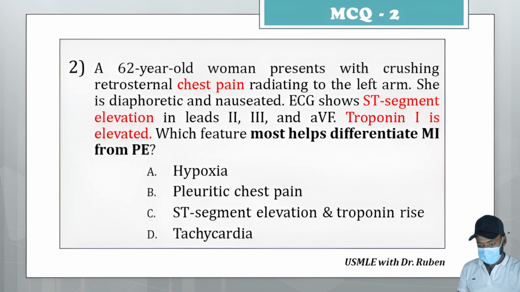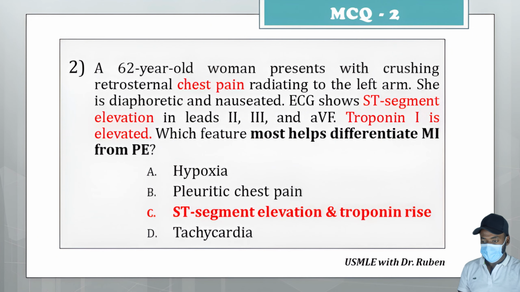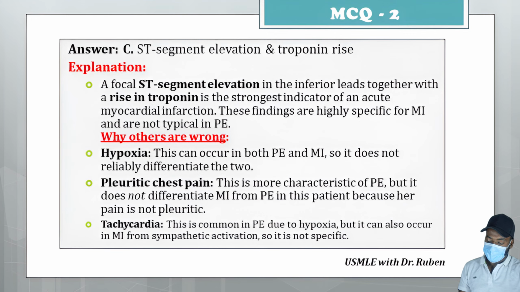The right answer is choice C. ST segment elevation and troponin rise. A focal ST segment elevation in the inferior leads together with a rise in troponin is the strongest indicator of an acute myocardial infarction. These findings are highly specific for MI and are not typical in pulmonary embolism, except in rare massive cases that cause right heart strain, but still do not produce focal ST elevations like an MI.